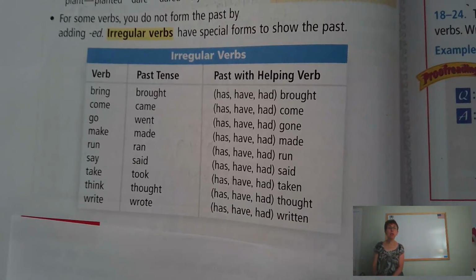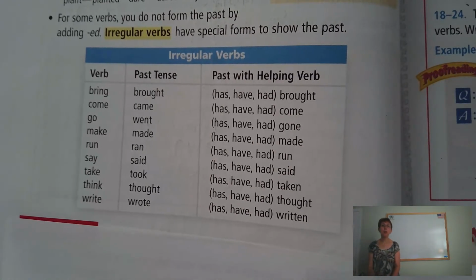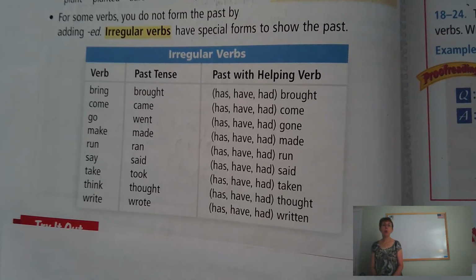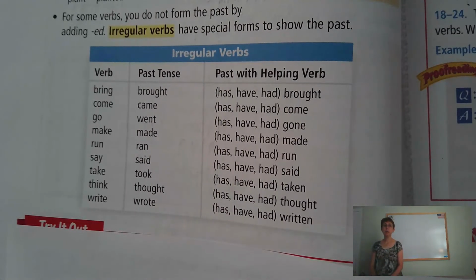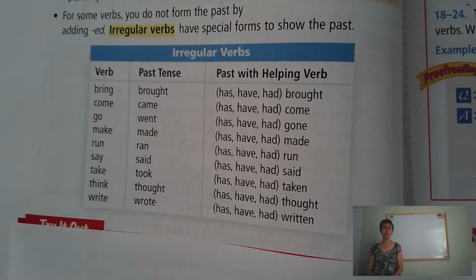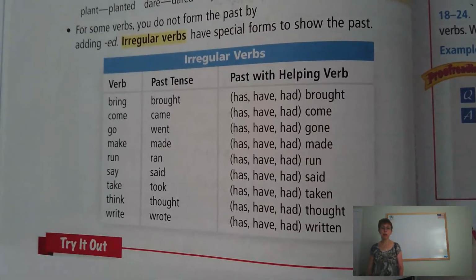With irregular verbs, you know that you just have to remember what the past is and what the past with the helping verb is. Okay, sometimes you'll see some type of pattern, other times not. So you just really need to be familiar with how to make these verbs past tense.